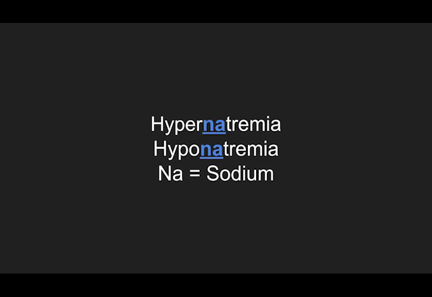Emia is a prefix that refers to a condition in the blood. For these conditions, the name can hint at what electrolyte is being talked about. For example, hypernatremia has the ion in its name, Na.